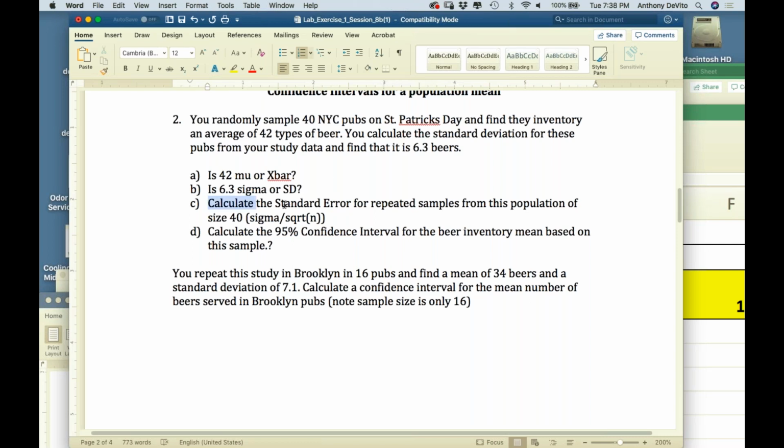Okay, so let's calculate. Let's assume that 6.3 is the standard deviation. Oh, I'm sorry. Calculate the standard deviation for these pubs in your study, 6.3 beers. Let's say that we know that this is the same as the population standard deviation for the moment. Calculate the standard error for repeated samples of this population of size 40. Okay, so we sampled 40 pubs. If we had done it repeatedly, what would be the standard error? So you guys figure that out for me.